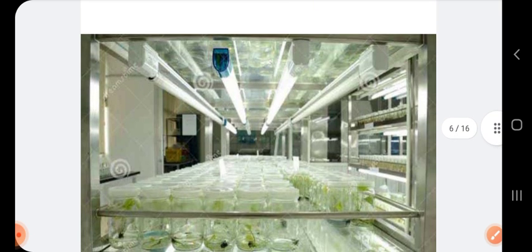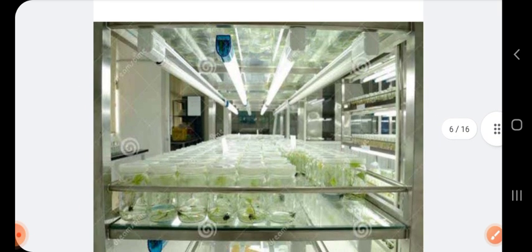Now this is the culture laboratory that we can see. You can see so many jars, and each of these jars contains the culture medium, and in that culture medium we have inoculated our plant tissue, known as explant. They are maintained in controlled culture conditions at 25 degrees plus minus 2 degrees Celsius. And there should be humidity control also within this culture room, of 50%.